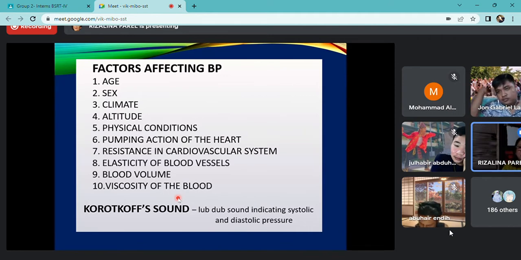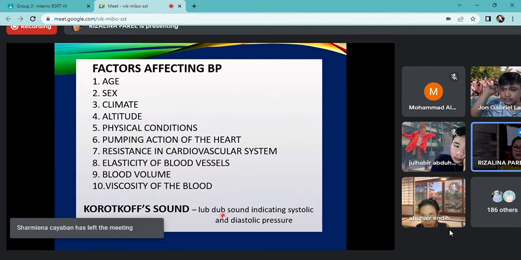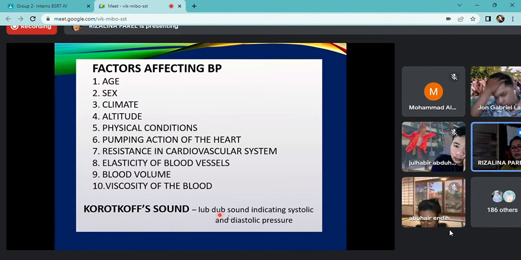And then, Korotkoff sound. Lumabas yung sa Korotkoff sound sa board exam, yung lub-dub sound. What is Korotkoff sound? This is a lub-dub. Lub for the systole, dub for the diastole, or yung kanyang pagpintig sa puso, lub-dub sound indicating systolic and diastolic pressure.